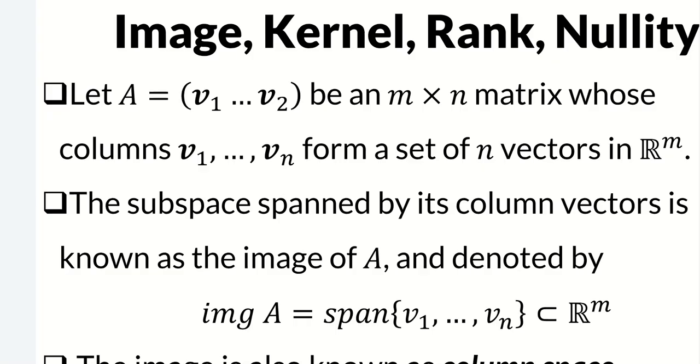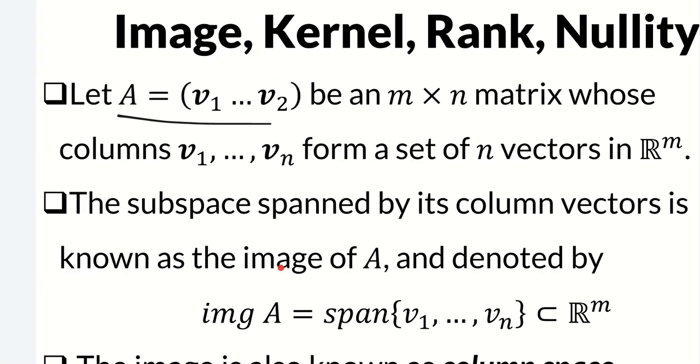All right, so we're going to talk about image, kernel, rank, and nullity. We need to understand this so that when we are building our own algorithms and our own systems, they begin to make sense to us. So we have a matrix, and we can have it column-wise. That means we can have columns of vectors that can form a matrix. So we have a matrix, and it is formed by these column vectors.